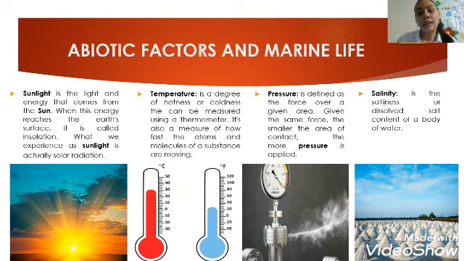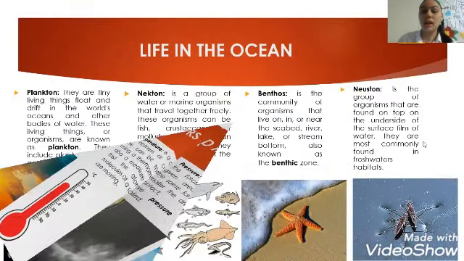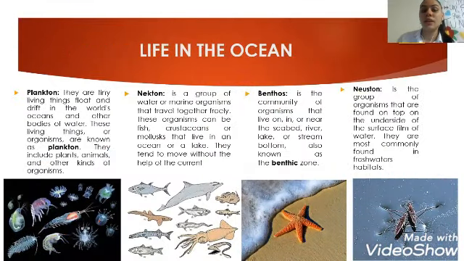Okay, and finally we have salinity, and salinity is what we see here. Salinity is the saltiness or dissolved salt content of a body of water. Sometimes we can observe seas that have a lot of salt, like here in the examples, mountains and mountains of salt. Okay, and finally we have life in the ocean.